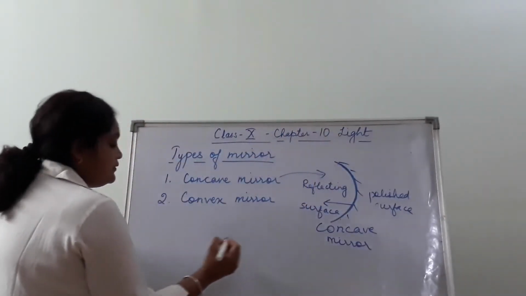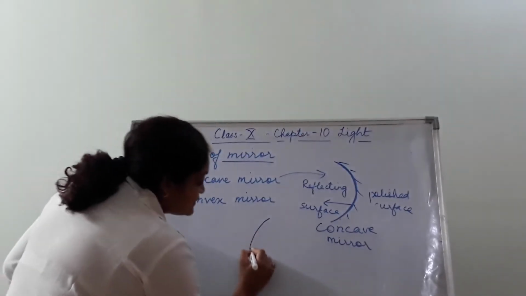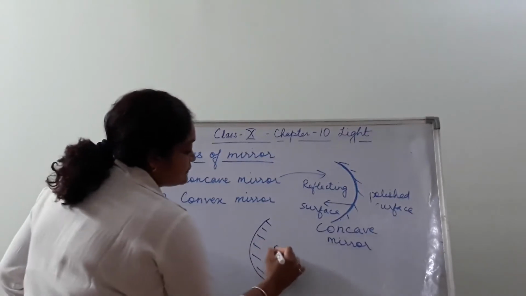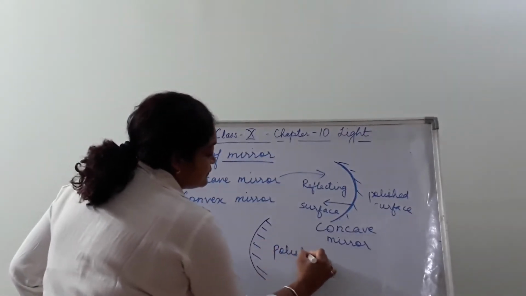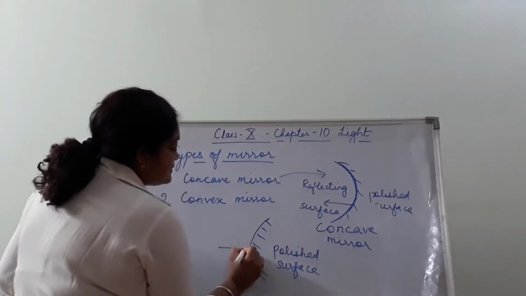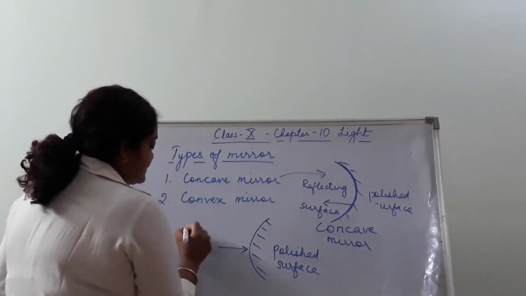Now if the reflecting surface is curved outward, this is the polished surface, and this is the reflecting surface.